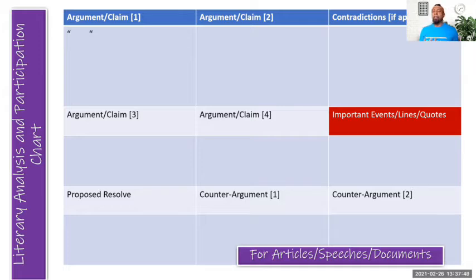And then we have, are there any contradictions? Is the person going against what their own argument is? So if they identify 4 claims, trust me, there's an essay in there already. They can write it out. All right. So they have that going on, and then they identify important events.